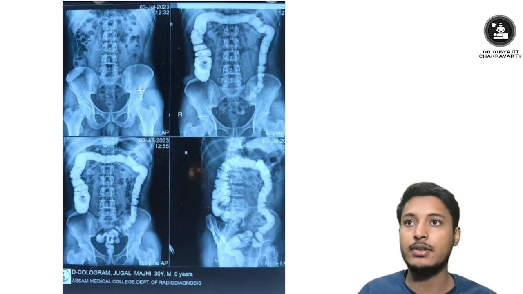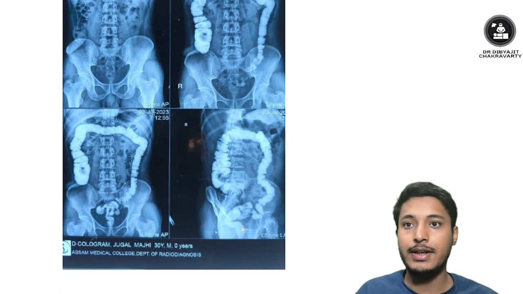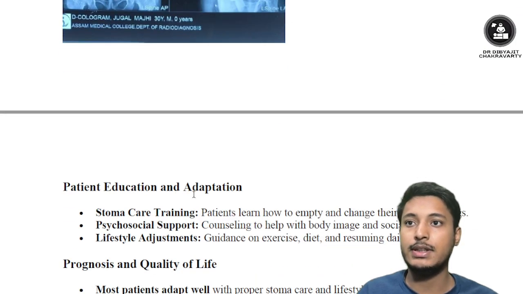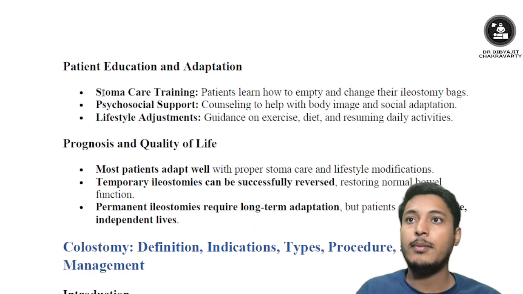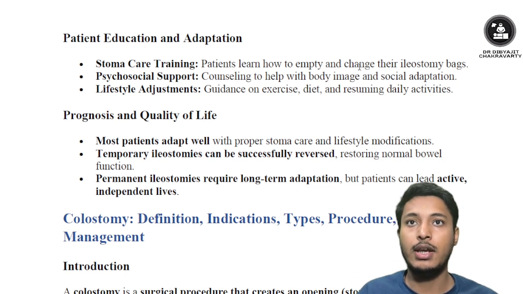Here is a picture of distal loop cologram, and we can see that the whole contrast is going up to the rectum, as the distal loop is patent. Now, regarding the patient education and adaptation: stoma care training, where patients learn how to empty and change their ileostomy bag. Psychological support, like counseling to help with body image and social adaptations.